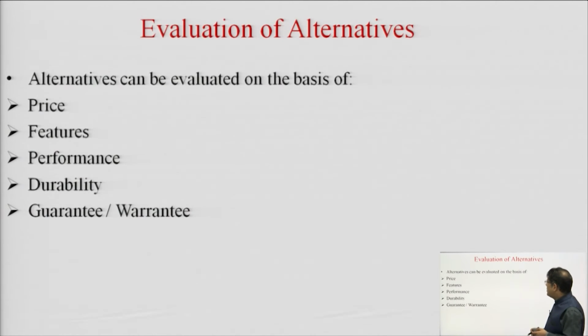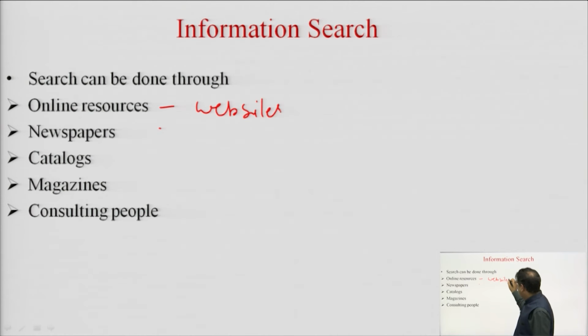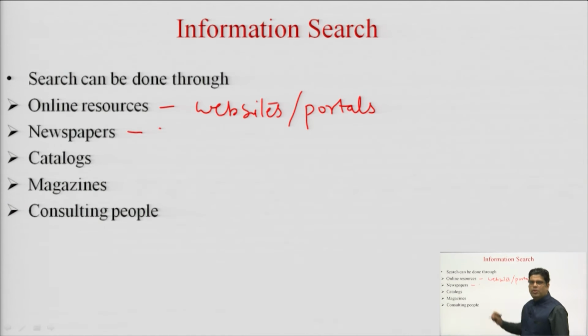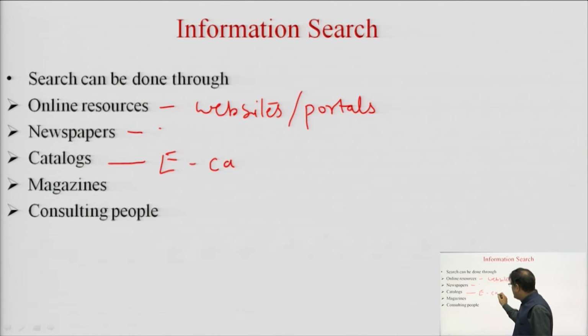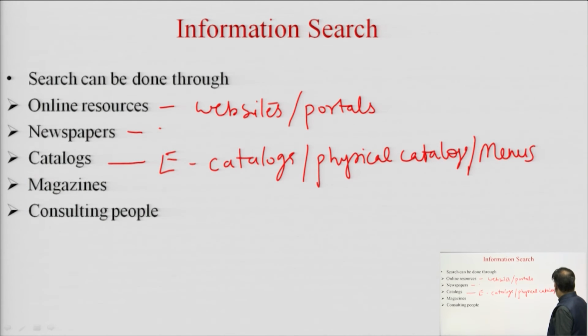From here we move on to the information search. Information search can be done through various online sources. Online sources are mostly the websites or various portals. This can be done through newspapers. So, a lot of information is published in the newspaper and the consumers can pick up that information from the newspaper. Various catalogs. Now, the catalogs are also available on the internet. So, these are called e-catalogs, or there can be physical catalogs, or there can be menus from where the information can be obtained.